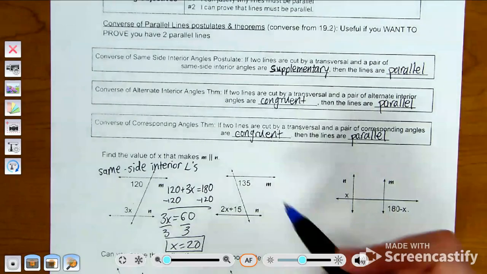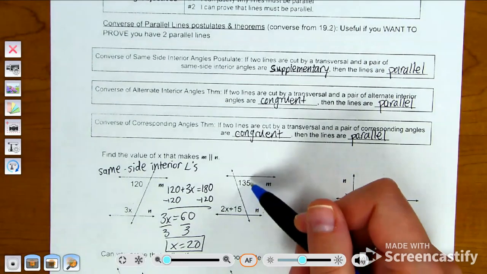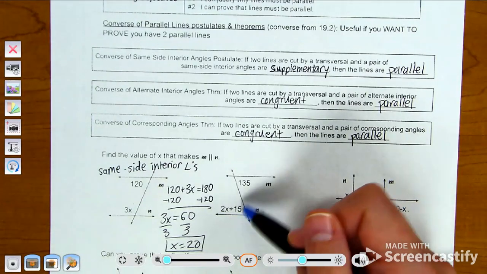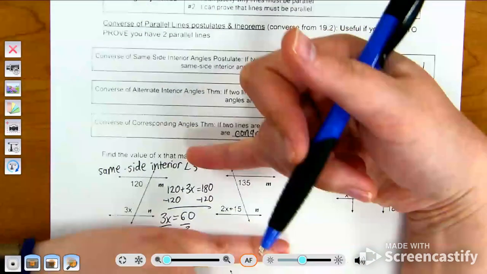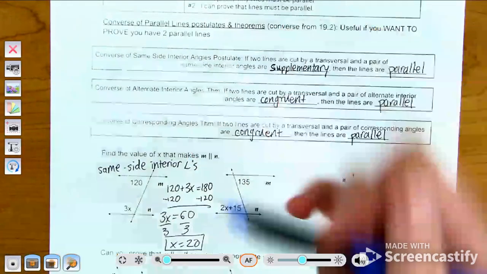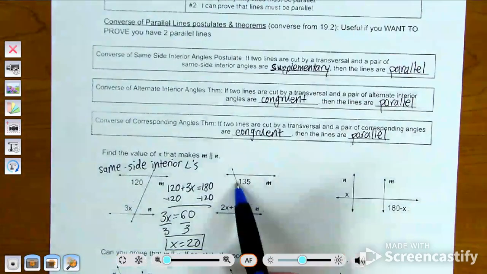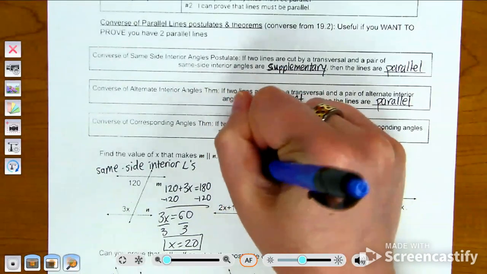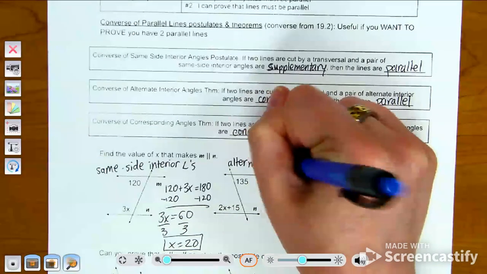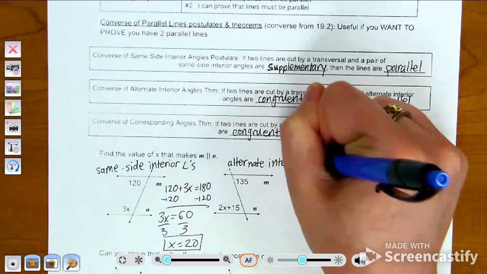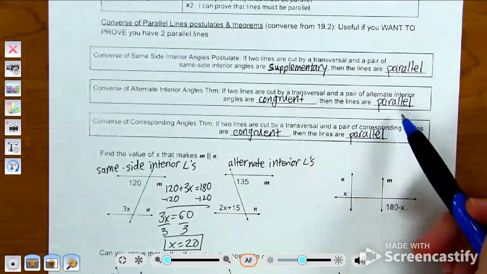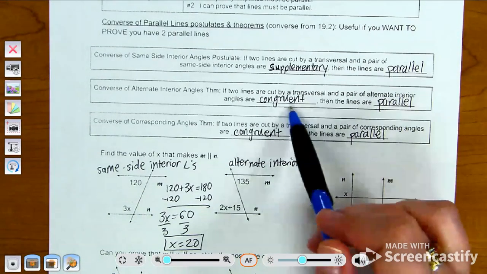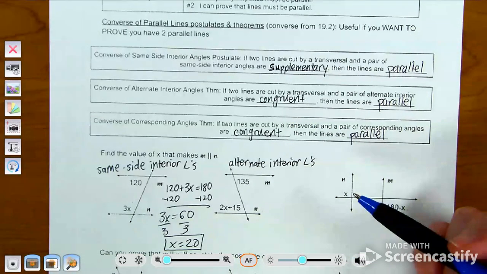If we look at the next diagram, we're told information about this pair of angles here. This pair of angles are, again, between the lines that we want to make parallel. They are on different sides of the transversal. One is to the right, one is to the left. So these would be considered alternate interior angles. And according to our converse, if alternate interior angles are congruent, then we know the lines have to be parallel.